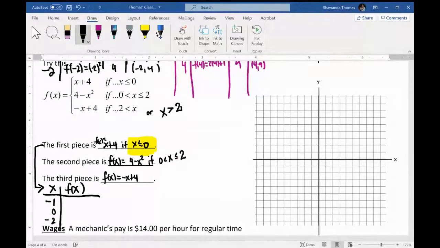All right, if you plug in negative 1 into f of x equals x plus 4, what would you get? 3. Very nice. If you plug in a 0, what would you get? 4. If you plug in a negative 2, what would you get? 2. Very good. All right. So again, all we're doing is evaluating the function, plugging in x values, and figuring out what the point is. I'm going to go ahead and plot this.